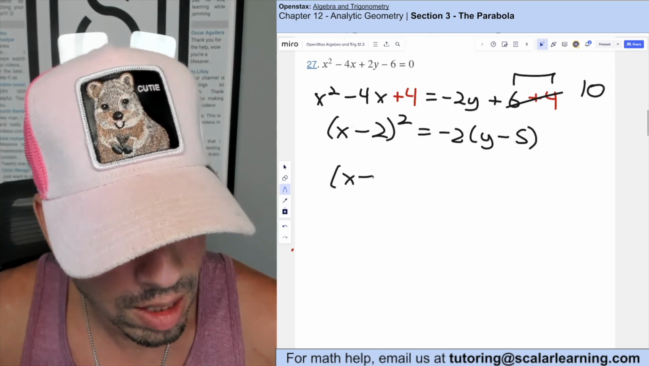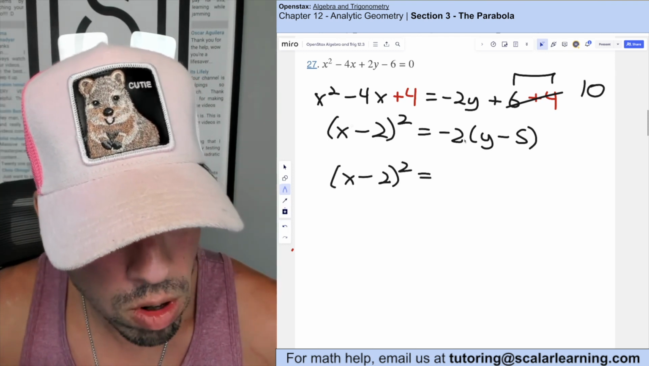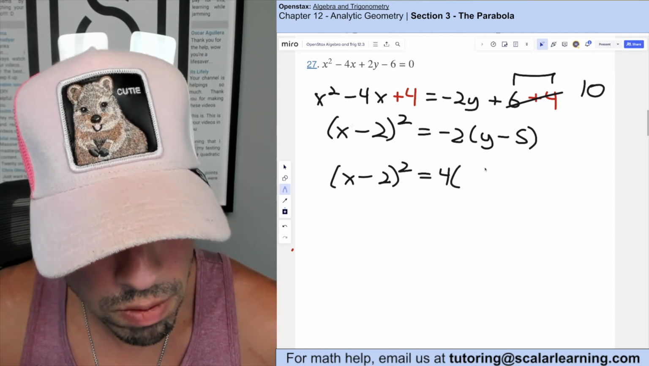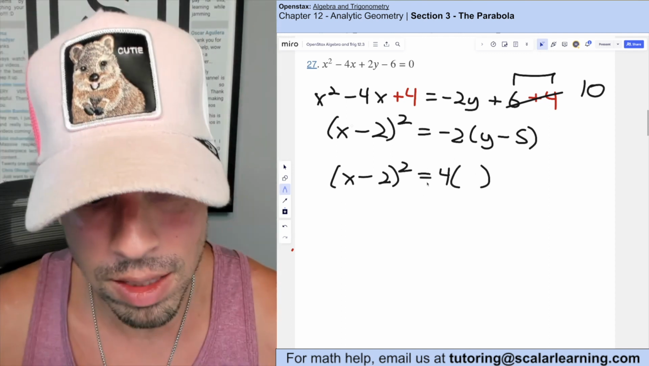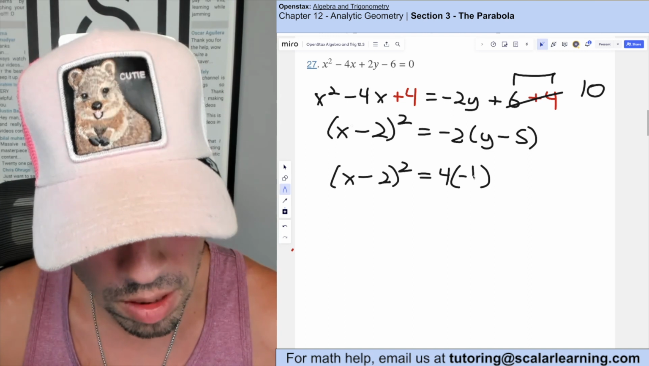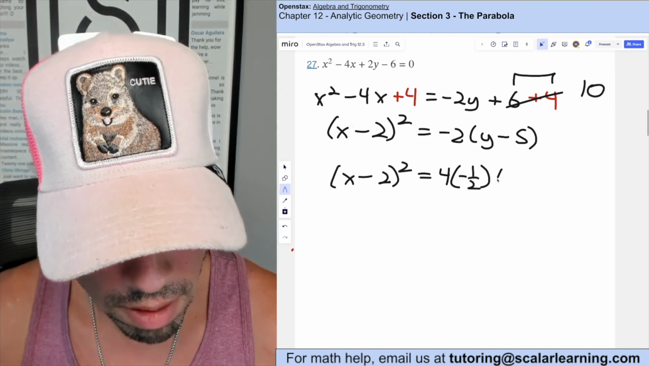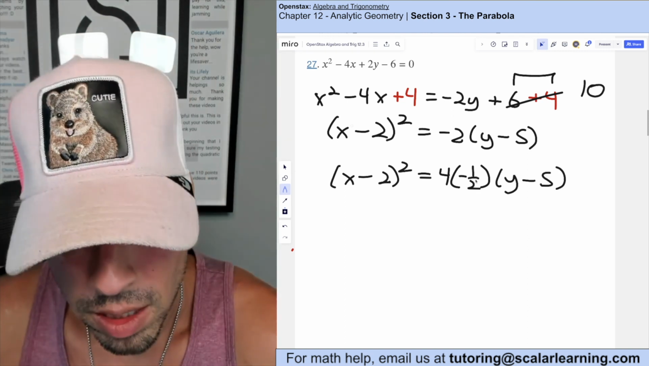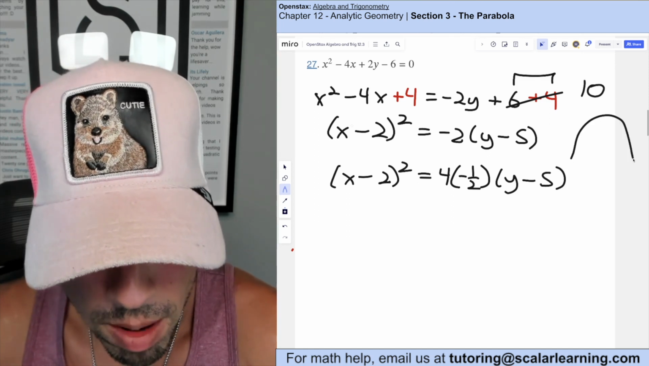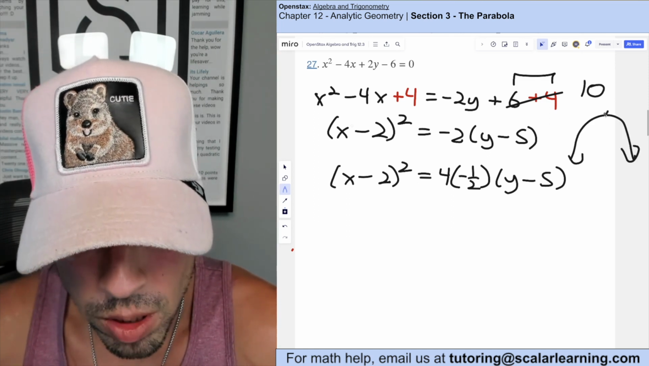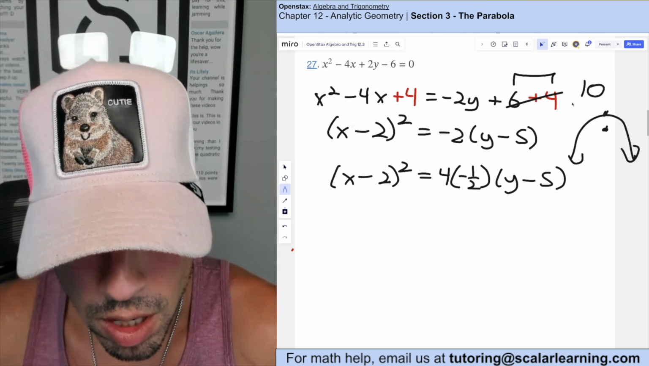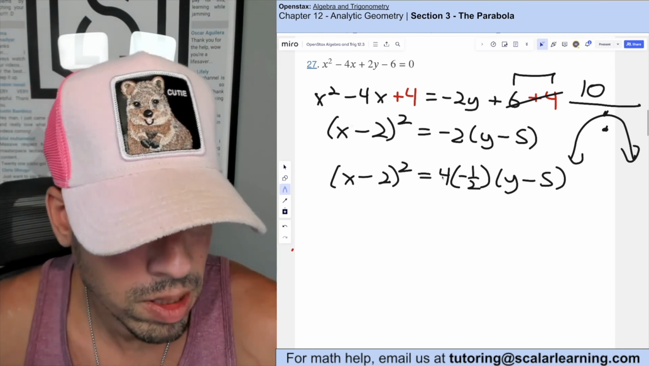Last but not least, again, I'm going to pull a 4 out from this. So we'll pull out a 4 from the -2, basically dividing the -2 by 4, which leaves a nice -1/2. Now we know it's x squared and we know we got a negative p value. That means this is a parabola going down like so, putting a vertex here, a focus here, and a nice directrix up top like so.